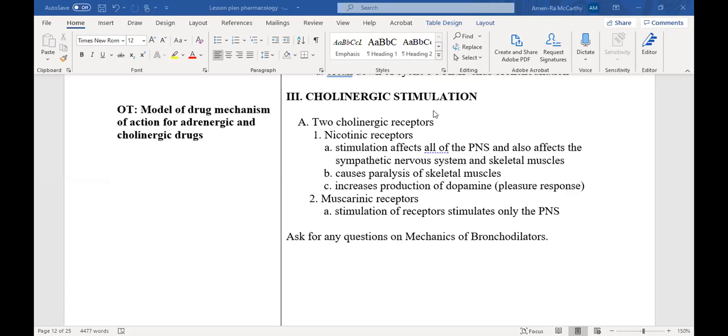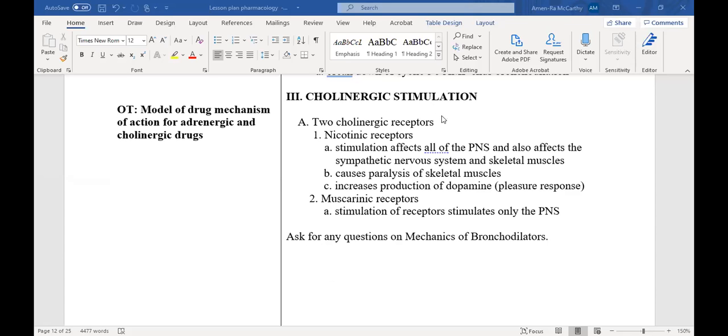The muscarinic receptors, the stimulation of these receptors stimulates only the PNS. So you won't have to know which one from the other too much on those. Just know that the cholinergic stimulation causes bronchoconstriction. And that's what we want to block, okay? So if we want to block that, we have to have an anticholinergic drug, okay?